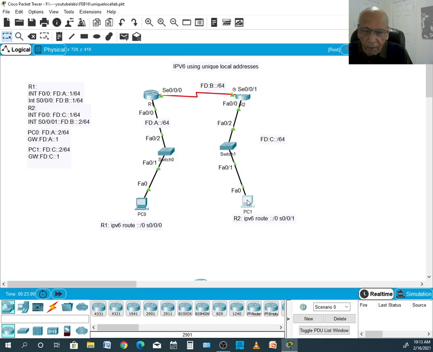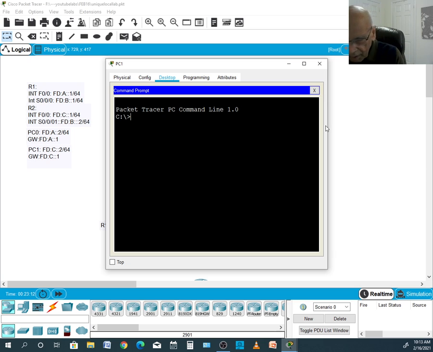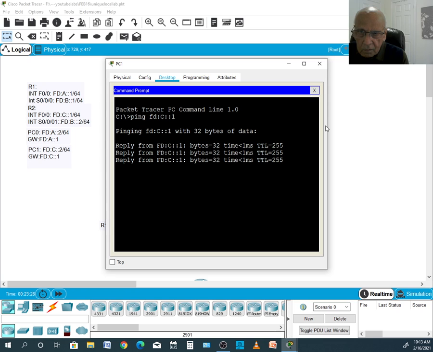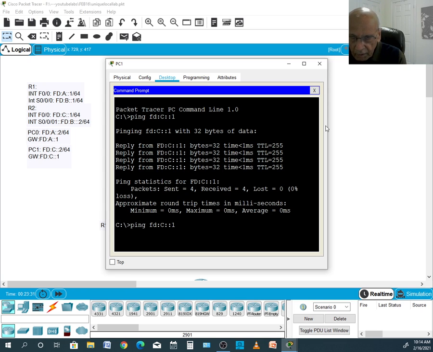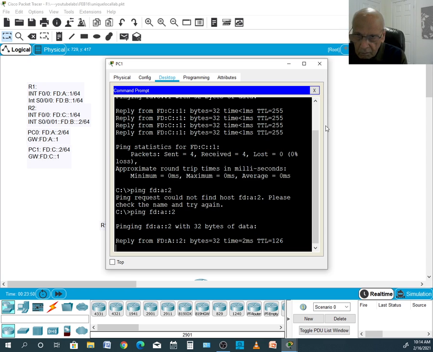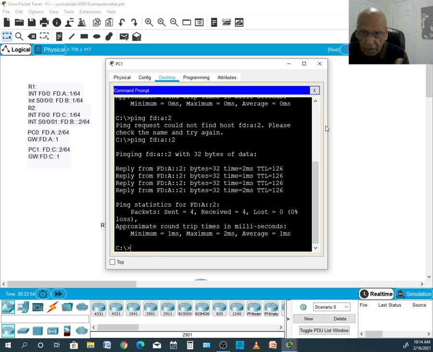Let's test it. Let's say I want to ping my gateway. So ping FD:C::1, my network ID C and ::1 is the address of my interface, and it is working. Let's go one by one. Can I ping the other side, which is FD:A::2? Oh, we missed the colons in the last part. FD:A::2, because that tells where I want to go. And it's working. You can see that it's going across.